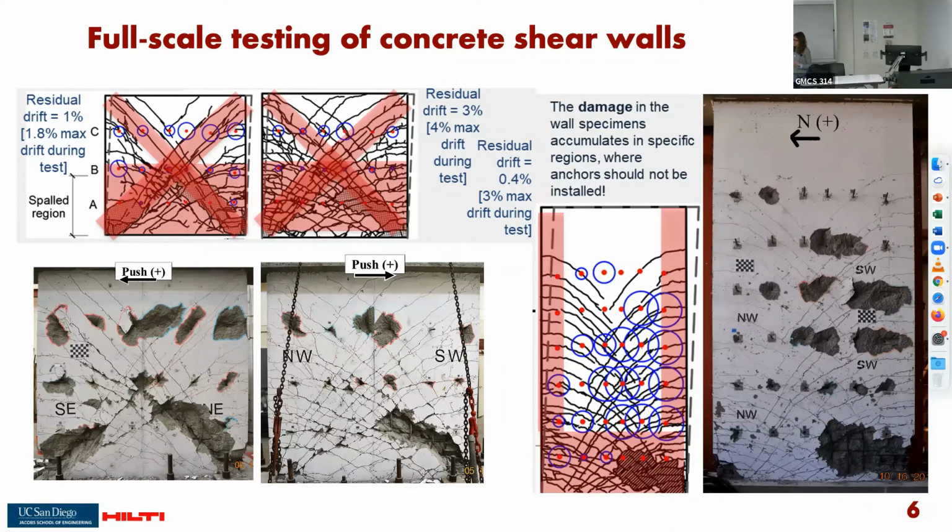Instead, depending on the type of wall, we can get different damage zones. Like in these low aspect ratio walls, the diagonals are really critical. In the slender walls, the columns are more critical.